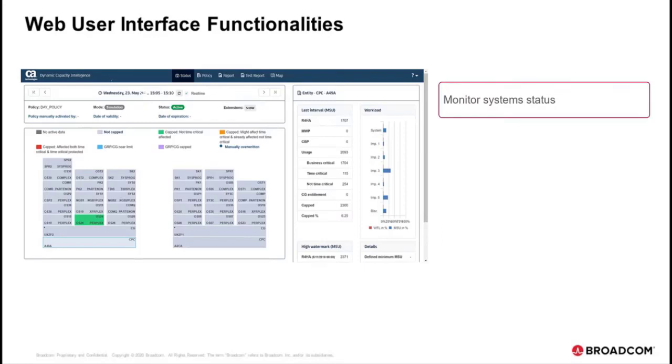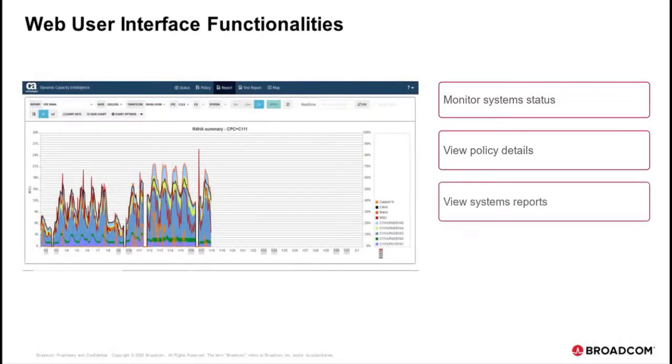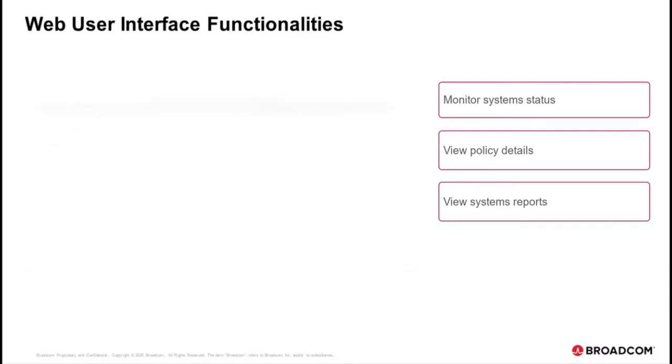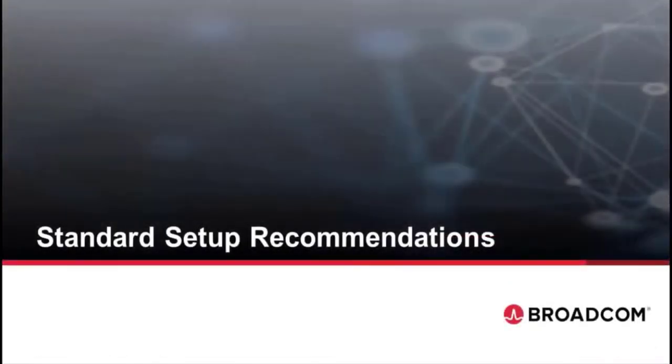The Web UI provides the following functionalities. View the status of every system in your mainframe environment in a single window and drill down to system details with a single click. View the list of policies and rules that are defined in the policy for each system in your mainframe environment. It offers more than 35 out-of-the-box reports that provide real-time and historic data to help you analyze current MSU consumption and trends. And customize the view of grouping LPARs, which helps you quickly identify LPAR locations and analyze LPAR relationships.